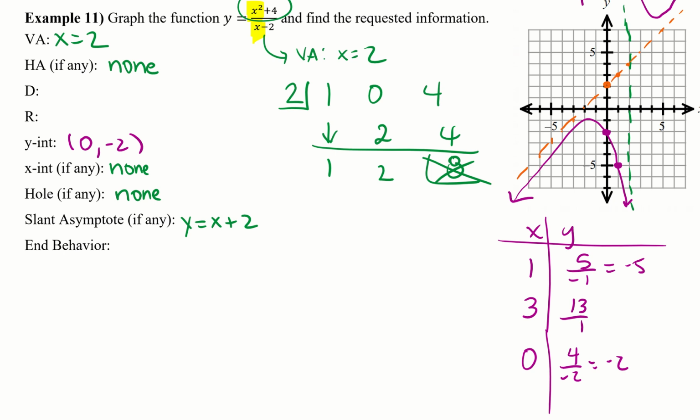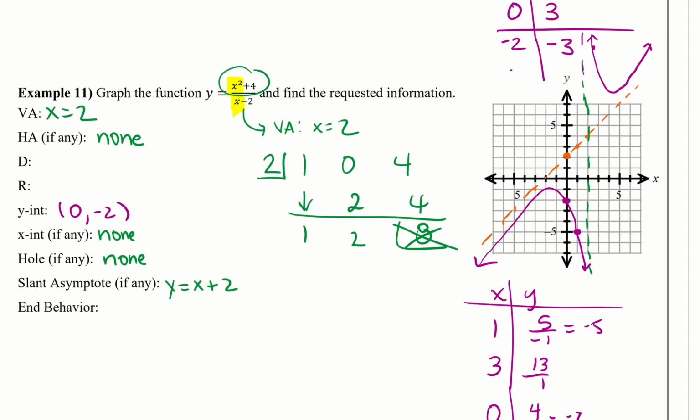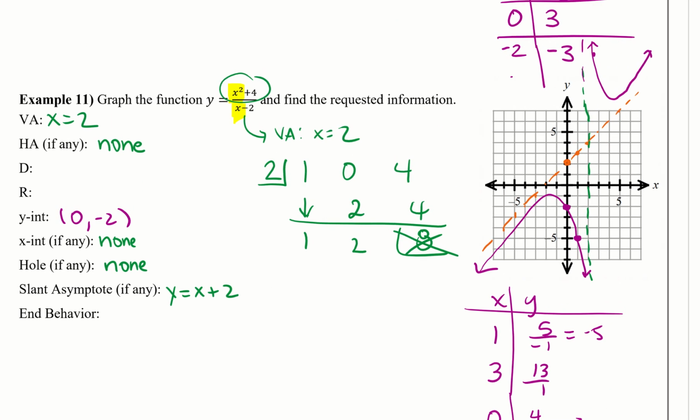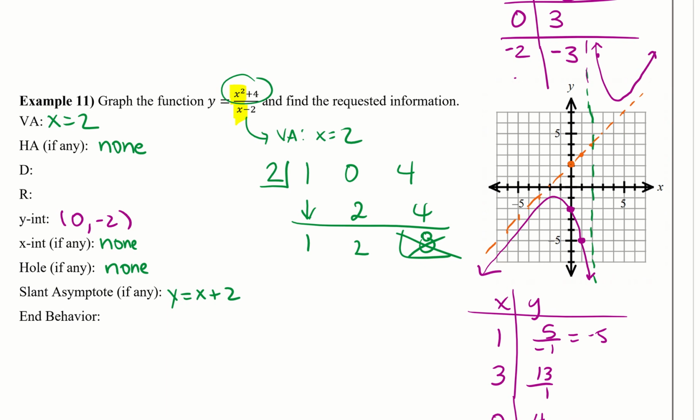Now, doing the domain and range is actually, especially the range, kind of tricky with a slant asymptote. So we'll talk about that. Domain's not too bad. I can just use my vertical asymptote as a domain restriction. I don't have any holes in the graph.